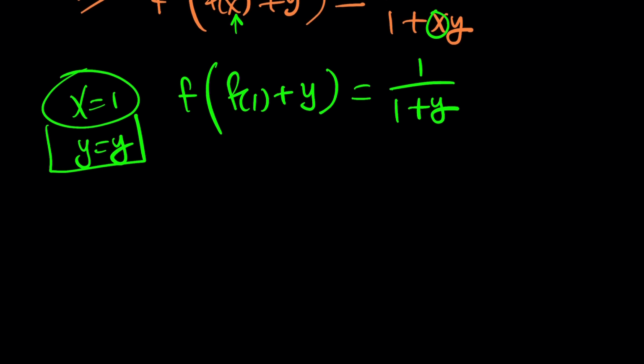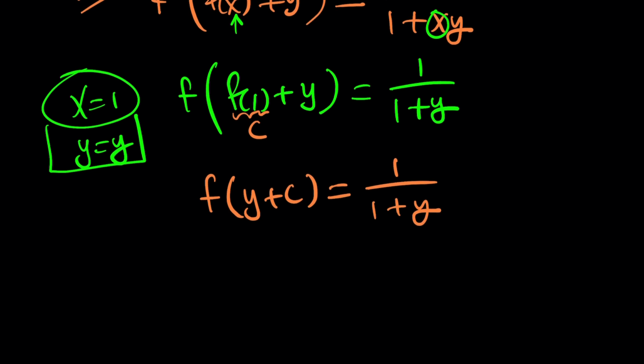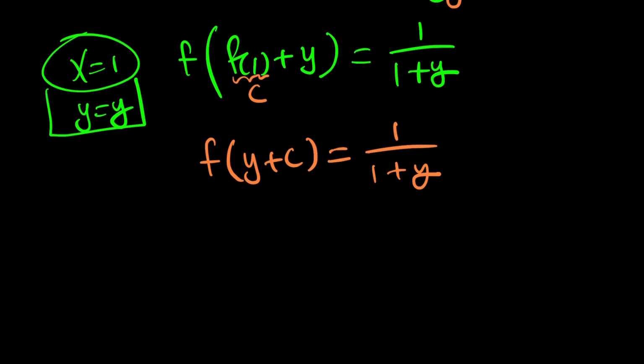Now, let me tell you why this is really cool. f of 1 is a constant. Let's call that c, just like before. f of y plus c is equal to 1 over 1 plus y. Now, one thing to keep in mind here is if you can find what c is, it's going to be super helpful. And we can do that.